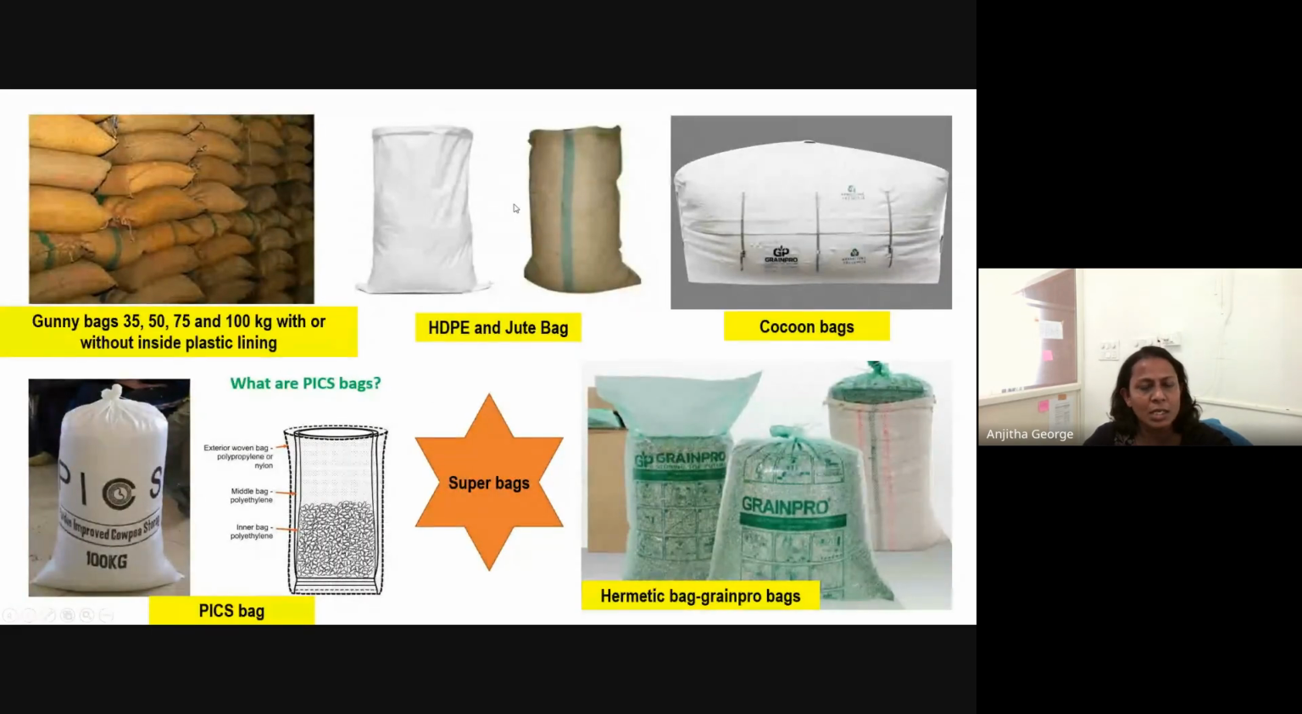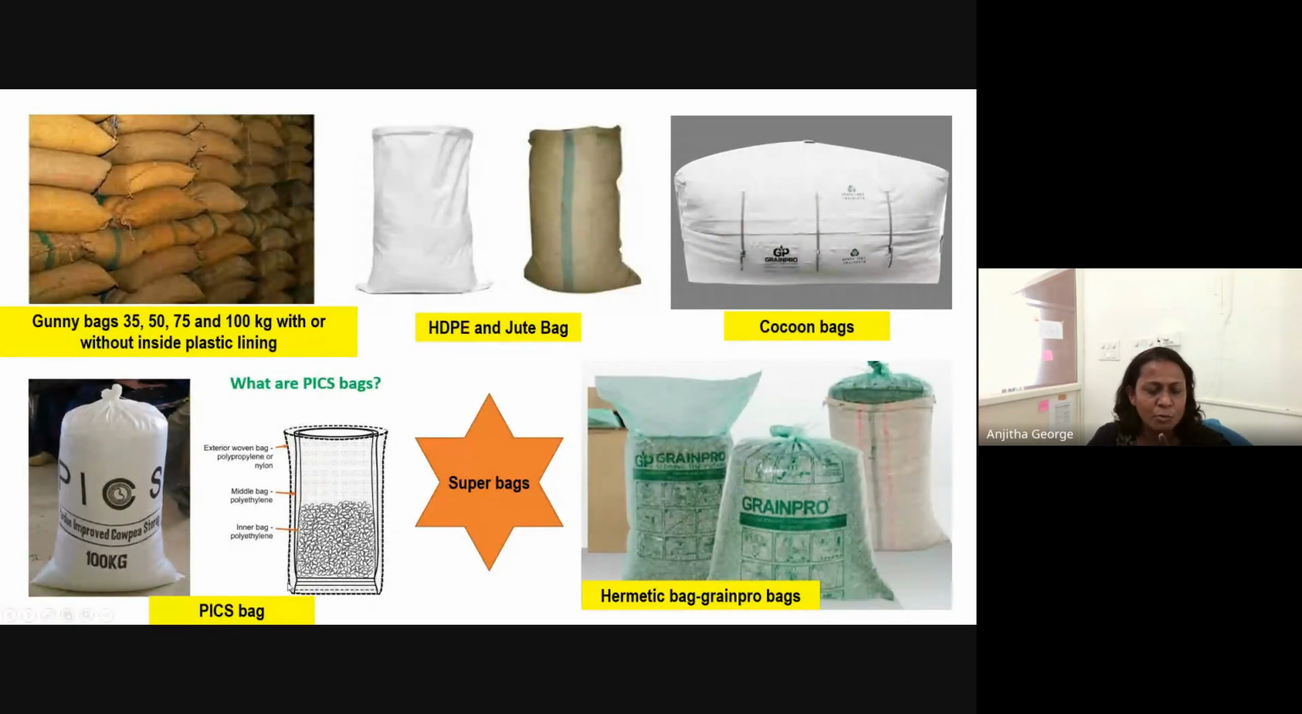Some of the storage bags used many years back, we have been using gunny bags. Now it has improved, and we are using HDPE bags, jute bags, and nowadays PICS bags and hermetic bags, which are very popular terms you might have heard of. Coming to this PICS bag, mostly in African countries they are using this PICS bag for storing pulse seeds. Here you can see that there are two kinds of bags.